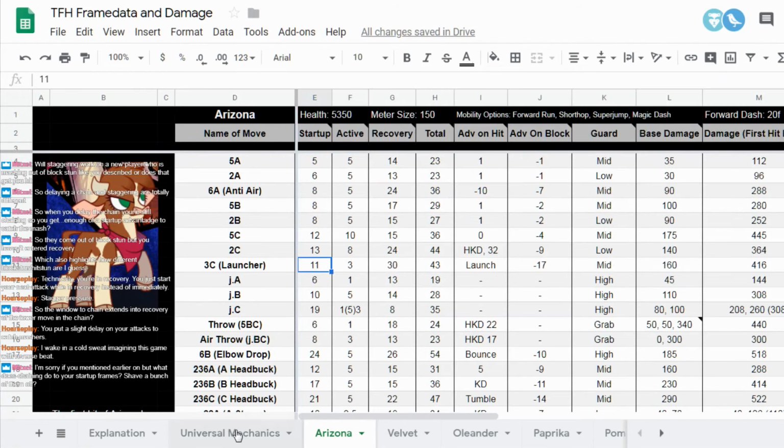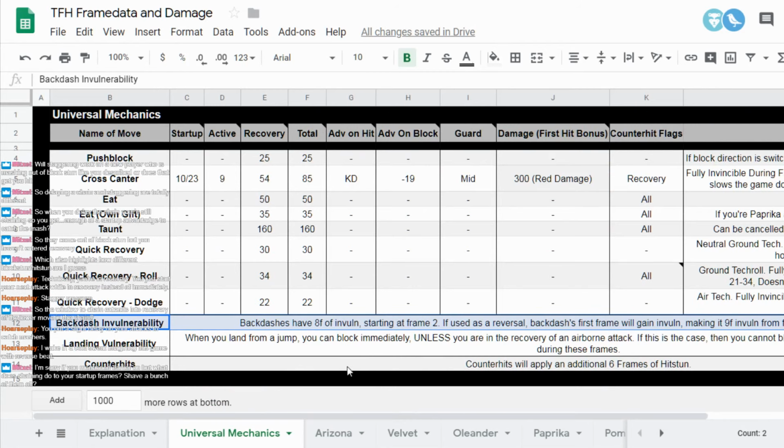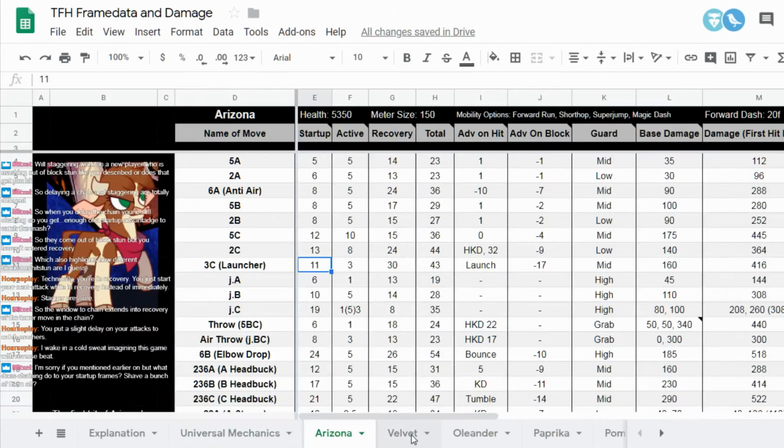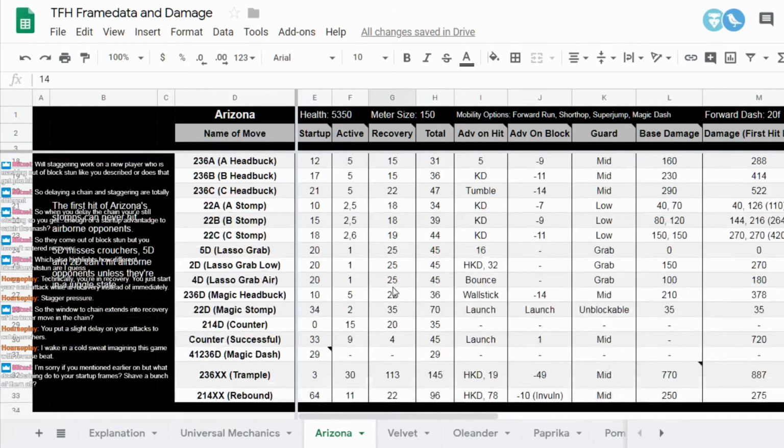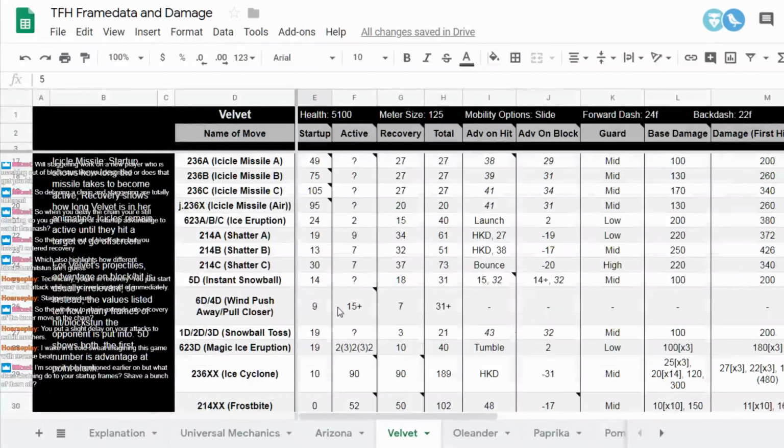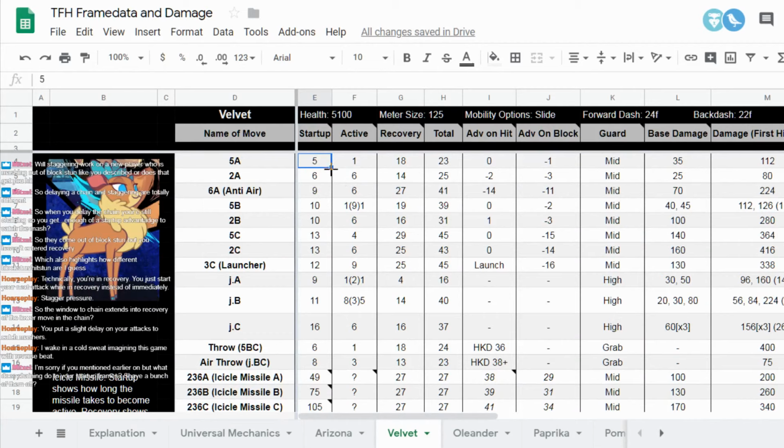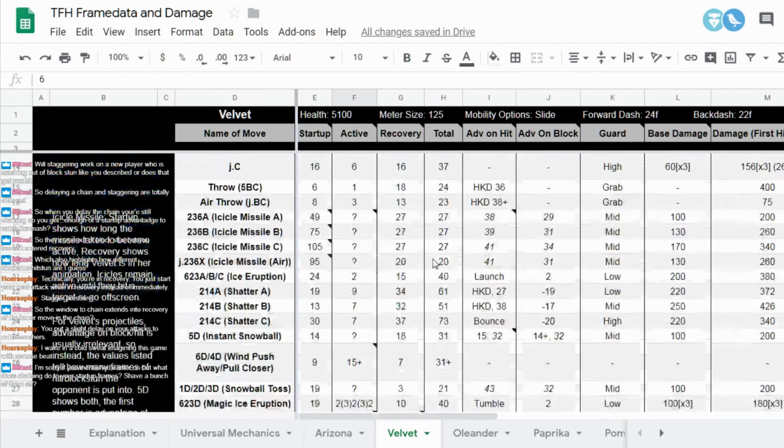Backdash has 9 frames of invincibility, so you have to watch out and try to delay your attacks to catch backdashes sometimes. It's kind of hard to deal with if you're not looking for it, because it is invincible and they can punish you if you whiff something. So it's important to be on the lookout for that. Most invincible moves in this game are really slow, so oftentimes you can whiff a jab and still block. That's important to know.